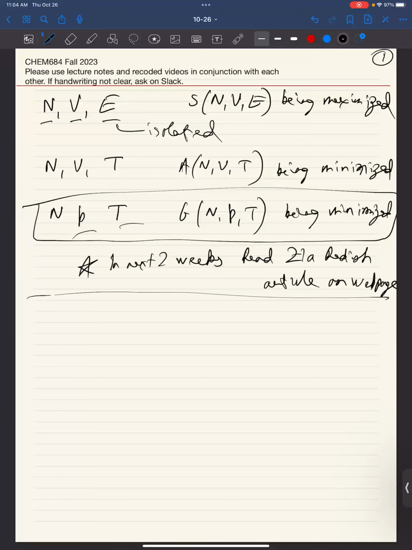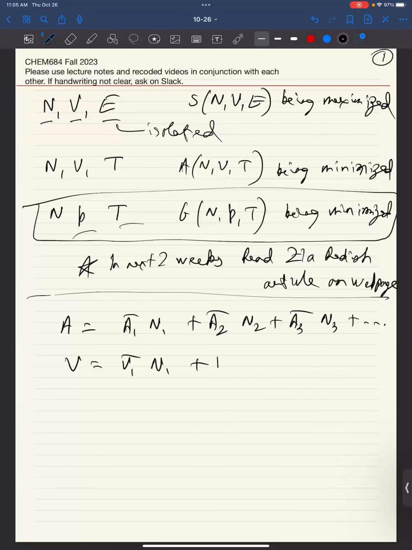What I'm saying. The other thing I want you to remember is we introduced this notion of partial molar quantity. Remember? We said that A can be written as A1 bar N1 plus A2 bar N2 plus A3 bar N3. Any extensive quantity can be written in this manner: V1 bar N1 plus V2 bar N2 plus V3 bar N3, dot, dot, dot, right? We could do it for any extensive quantity, including Gibbs free energy. G is equal to G1 bar N1 plus G2 bar N2.